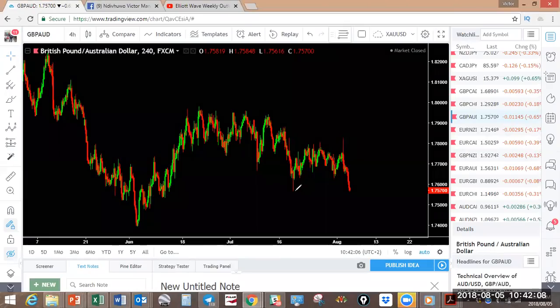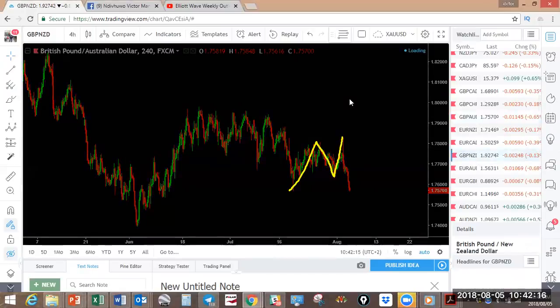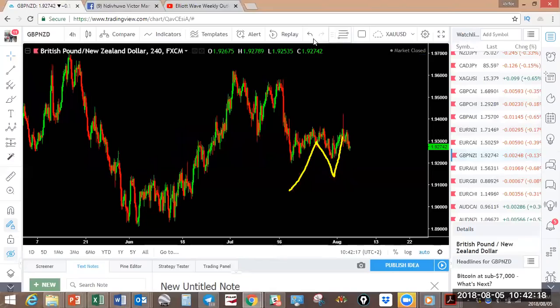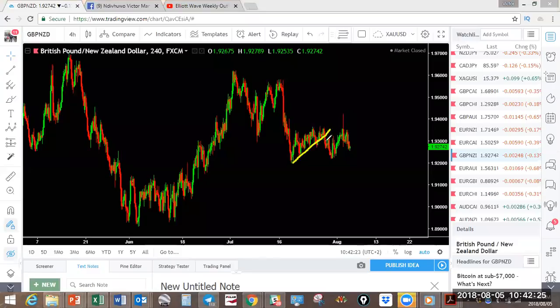Pound Aussie, you would have had that similar structure, exactly the same as what happened on pound New Zealand. That's what you would have had. And then pound New Zealand, the same structure as well. So pound New Zealand is even clearer, was even clearer. So you would have sold this according to the strategy, but it would have taken you out when it did this.